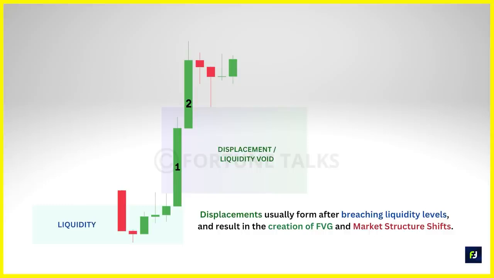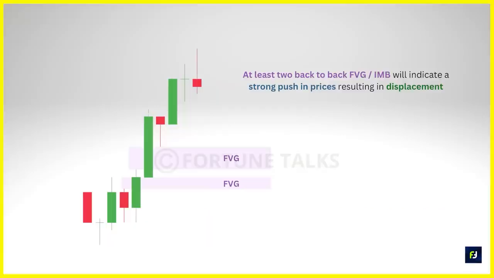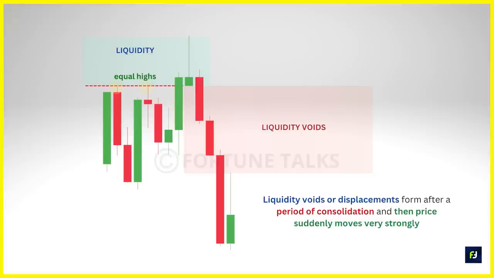Often, a displacement or liquidity void will occur just after a liquidity level has been breached and will often result in the creation of fair value gaps and a market structure shift. We can also think of displacements in relation to fair value gaps. At least 2 back-to-back fair value gaps will indicate a strong push in prices resulting in a displacement. Usually, these liquidity voids or displacement moves form after a period of consolidation and then the price suddenly moves up or down very strongly, printing one or more large-bodied candles.